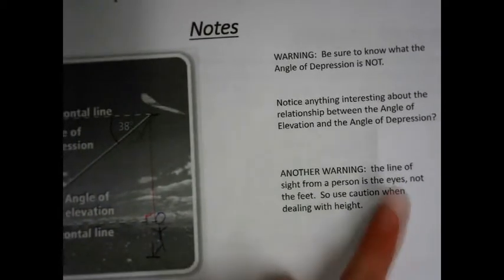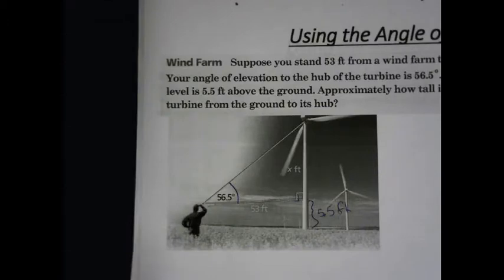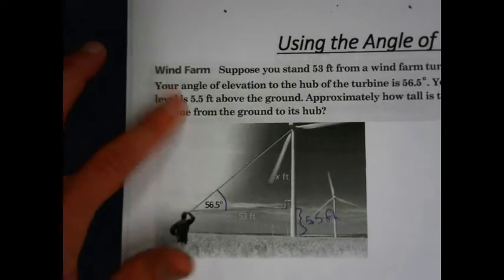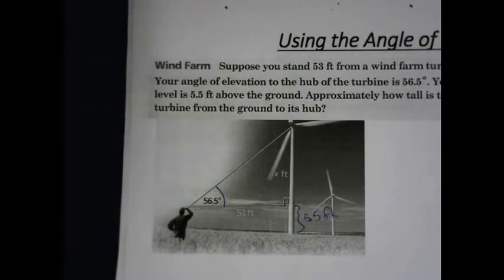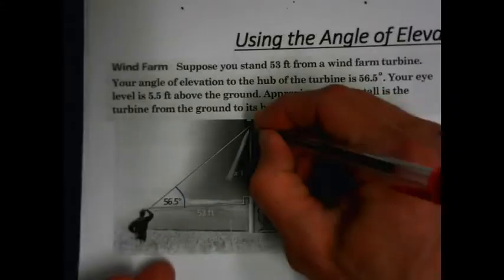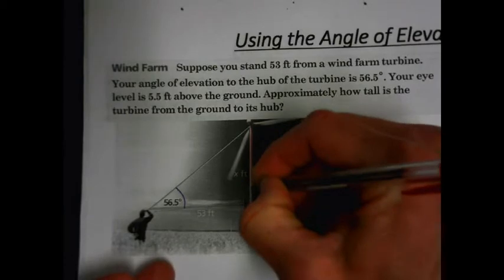We look from our eyes, not our feet. So that's an important thing. The eye level is about 5.5 feet above the ground. Approximately how tall is the turbine from the ground to the hub? The question is asking for the entire height of the turbine.